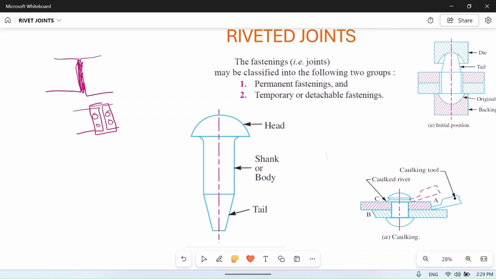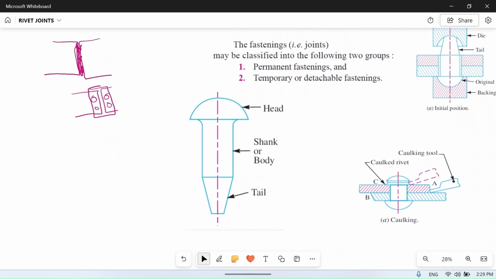Okay. So next thing is, what is a rivet? A rivet is a cylindrical bar with a head attached to it. These are the parts of the rivet. First one is the head, which is the topmost portion of the rivet. This is the body or shank of the rivet, and this is the tail of the rivet. So these are the three parts of the rivet. It is used to make joints in plates or any other components.